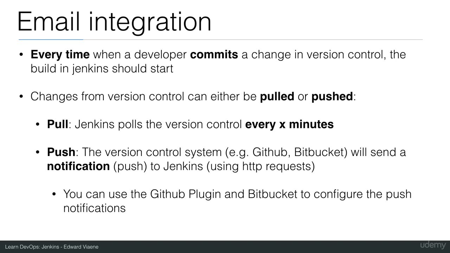You need the plugin of your version control system for that. So if you use GitHub, use the GitHub plugin. If you use Bitbucket, the Bitbucket plugin. If you use something else, have a look whether there is a plugin for your system. If there's not, then you can always use pull. Pull always is going to work because that is just going to poll the version control every X minutes. You don't need a plugin for that.